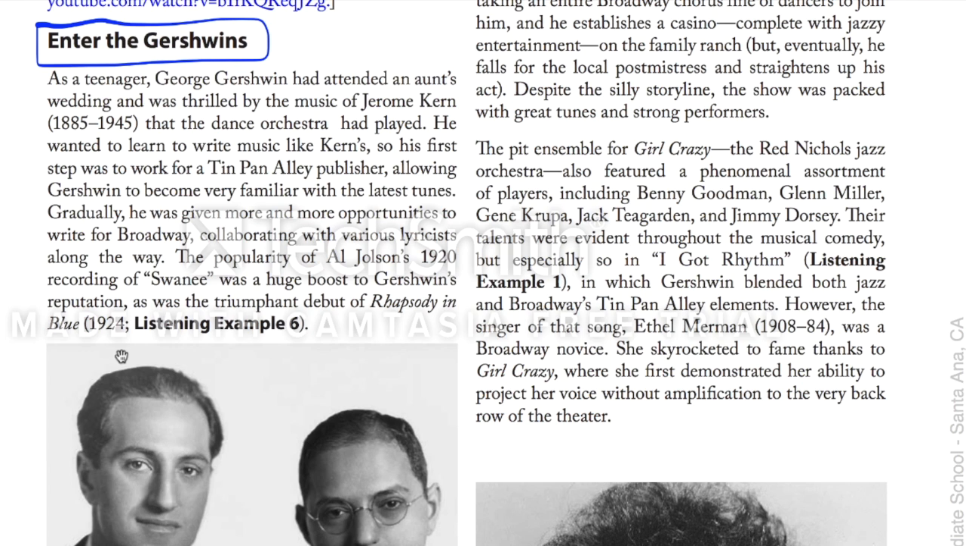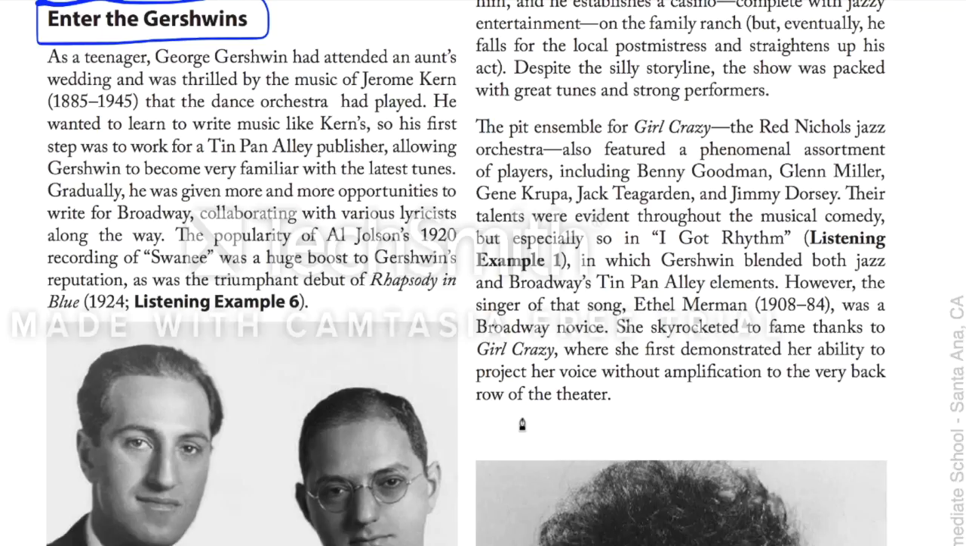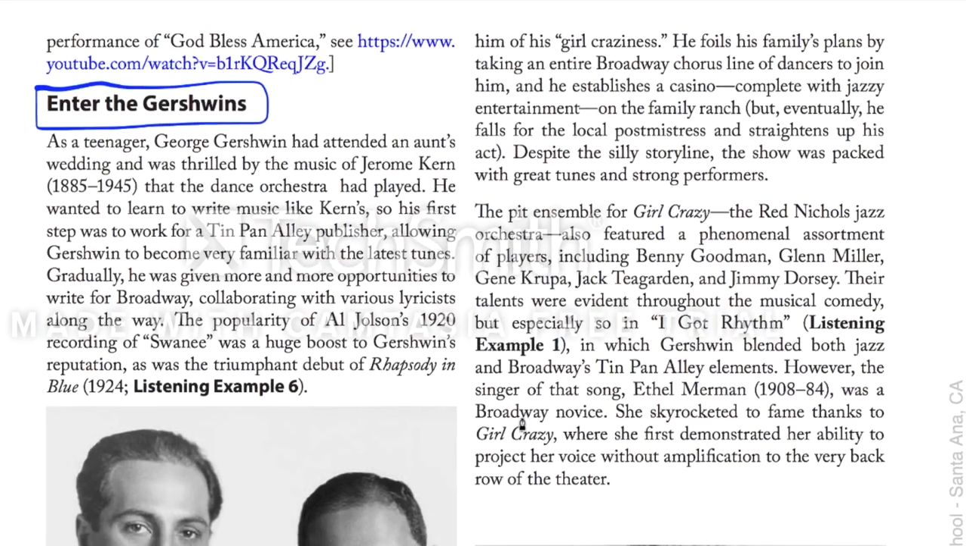The popularity of Al Jolson's 1920 recording of Swanee was a huge boost to Gershwin's reputation, as was the triumphant debut of Rhapsody in Blue. One of the most successful of 1930 productions was the Gershwin collaboration Girl Crazy, so this is a musical. The show's premise was about as thin as a plot could be. Danny, a New Yorker, is exiled by his wealthy family to the all-male town of Custerville, Arizona, in order to cure him of his girl craziness.